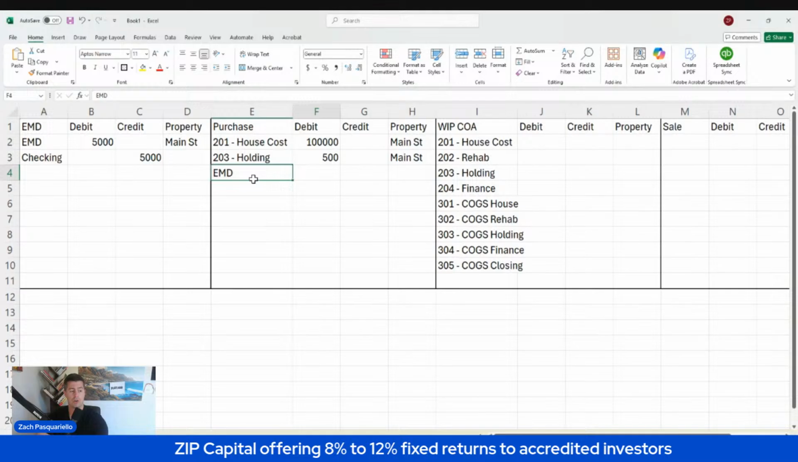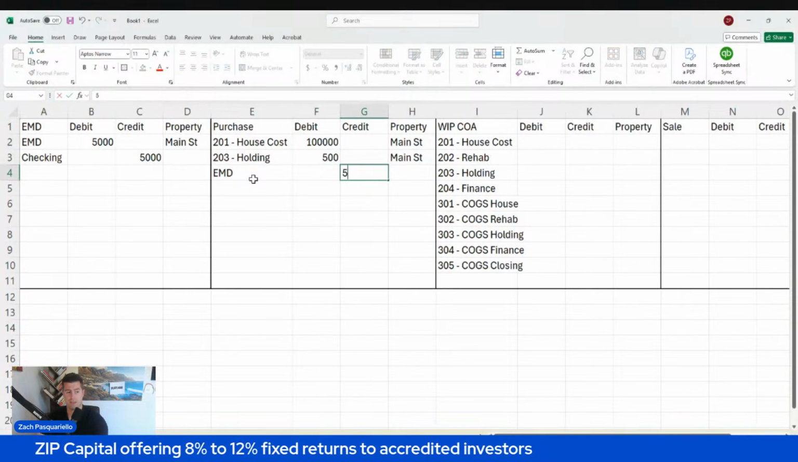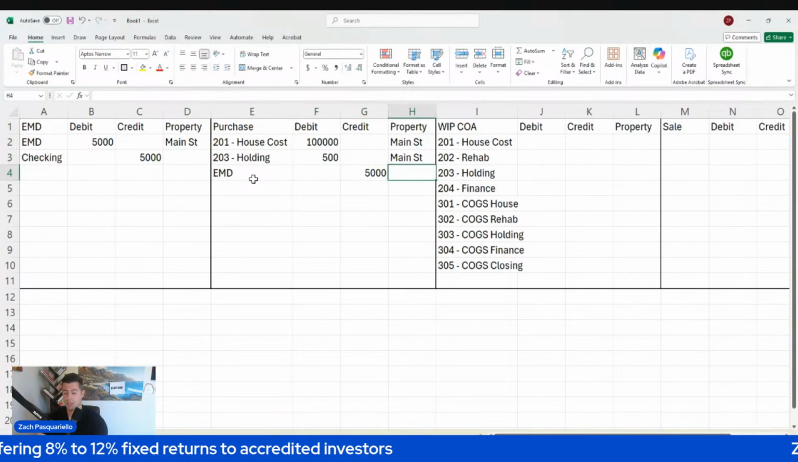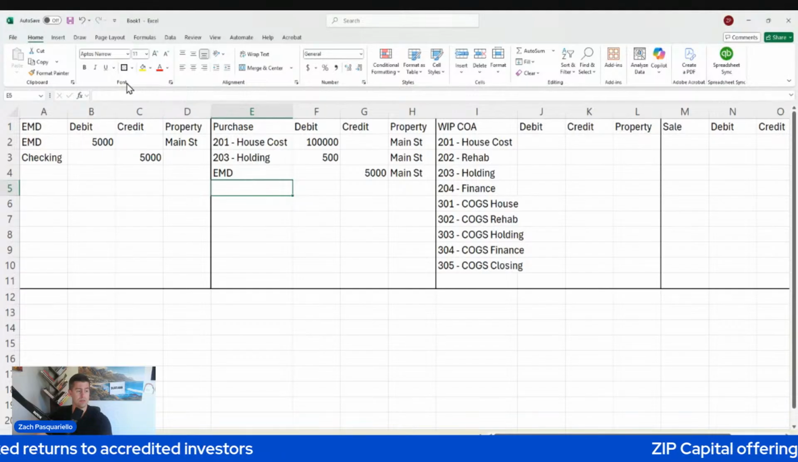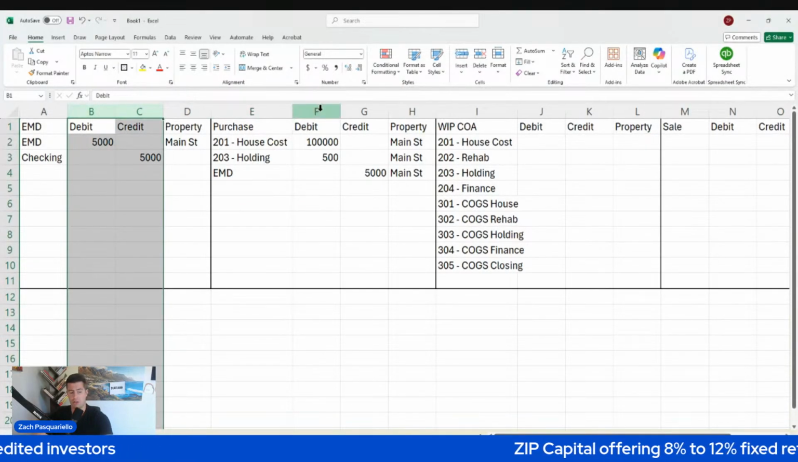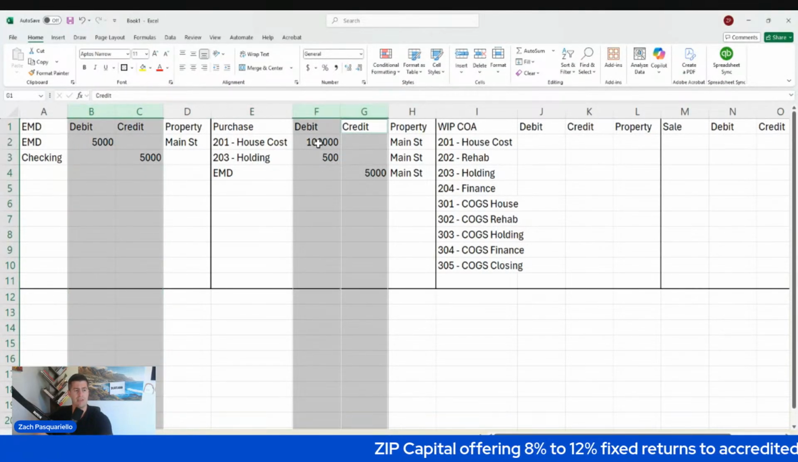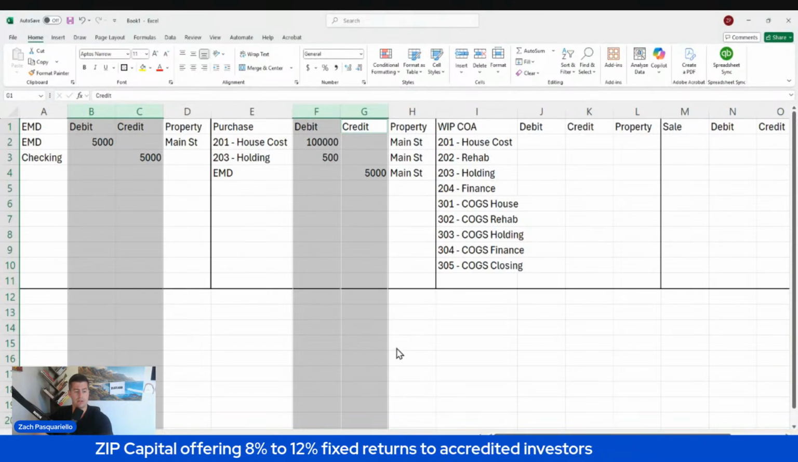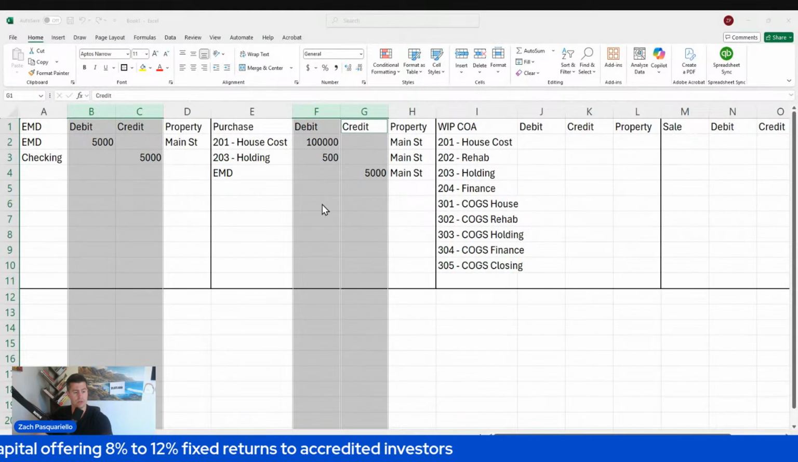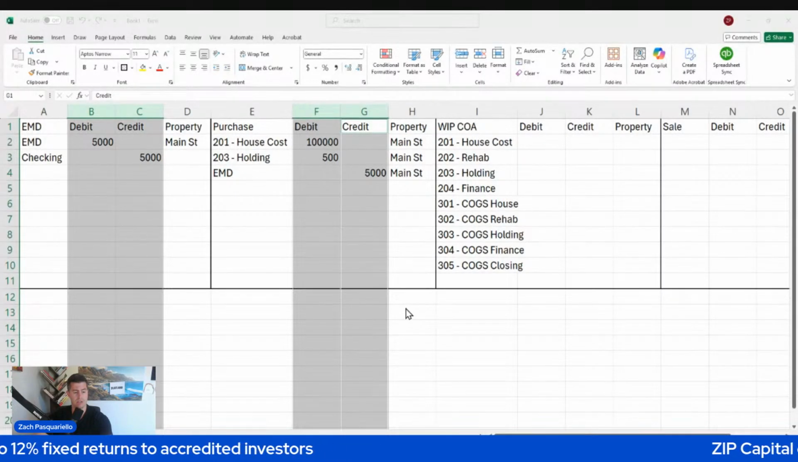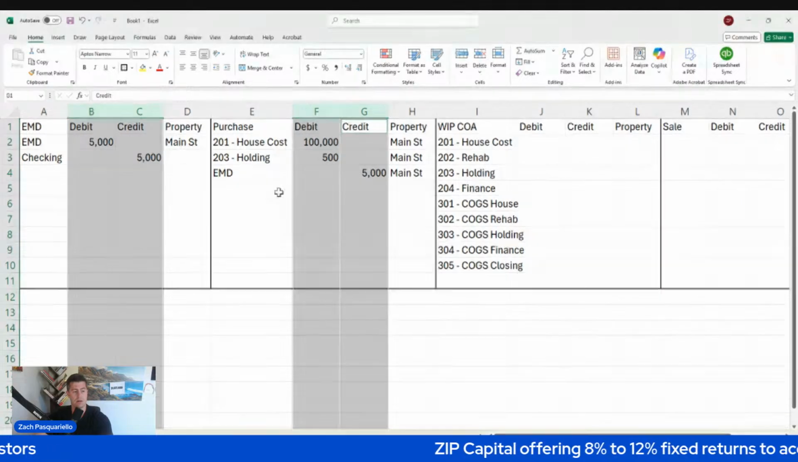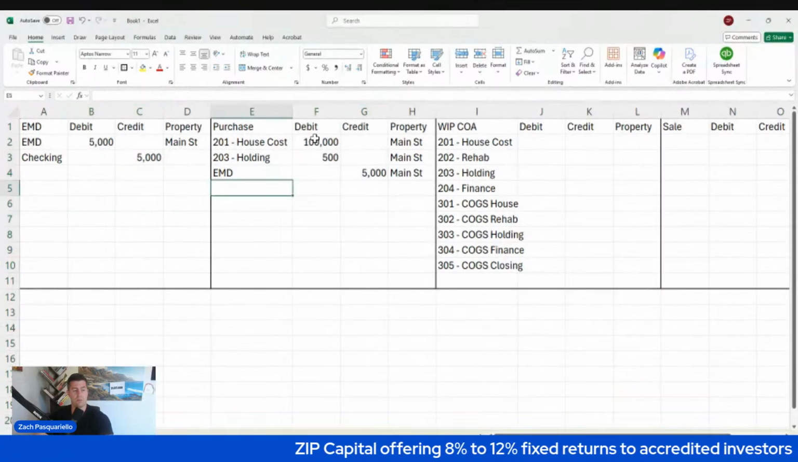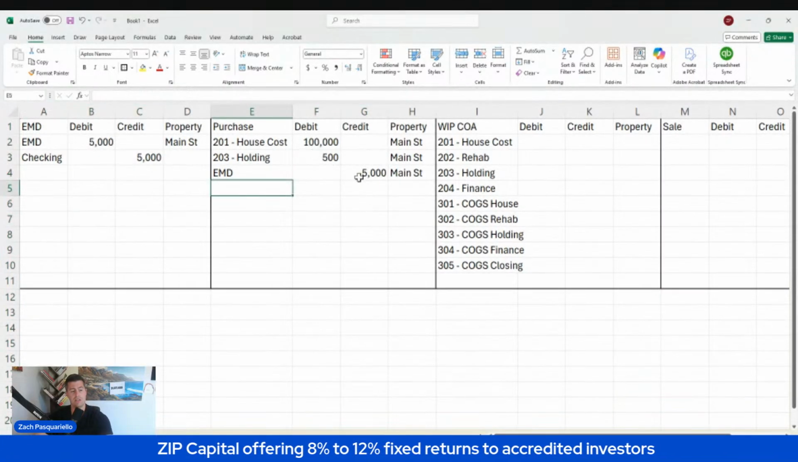And then we have EMD. So here we're going to credit the EMD for $5,000 because remember, we already paid the $5,000. So there we have a $5,000 EMD. And then we just have a few more things: the loan and potentially cash to close. So let's look to see what that looks like. Let me just add a comma because I need to be able to see. Okay. So here we have debits for $100,000 and $500, credits for $5,000.